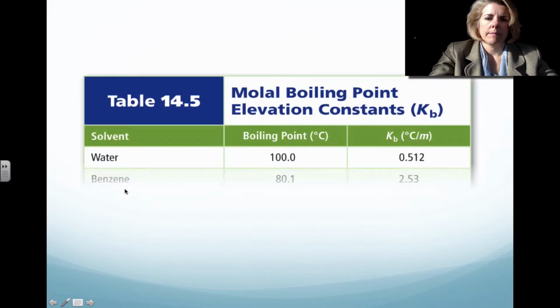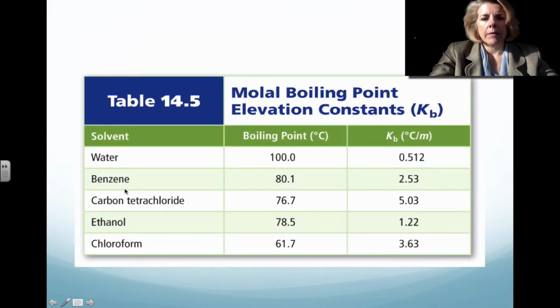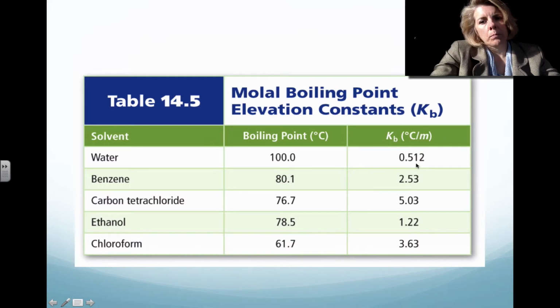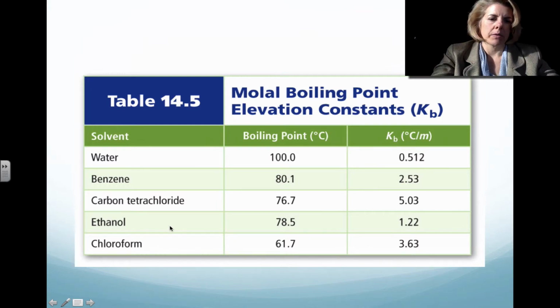Okay, here we have a series of substances or solvents that have different elevation constants. So notice that water has only a 0.5 boiling point constant versus benzene, carbon tetrachloride, ethanol, and chloroform. By the way, these are more volatile, so they have more gaseous molecules than water would.